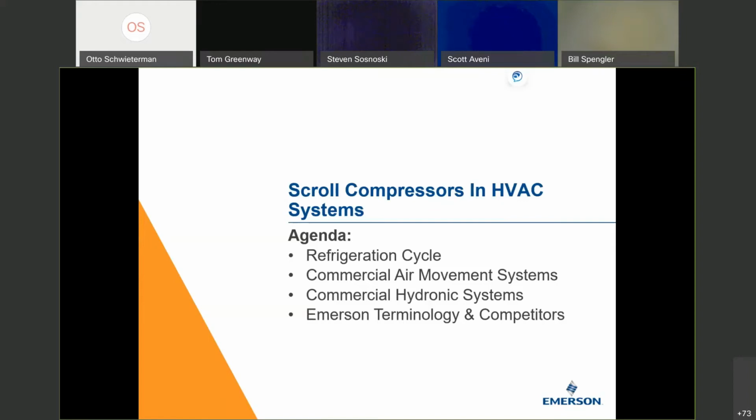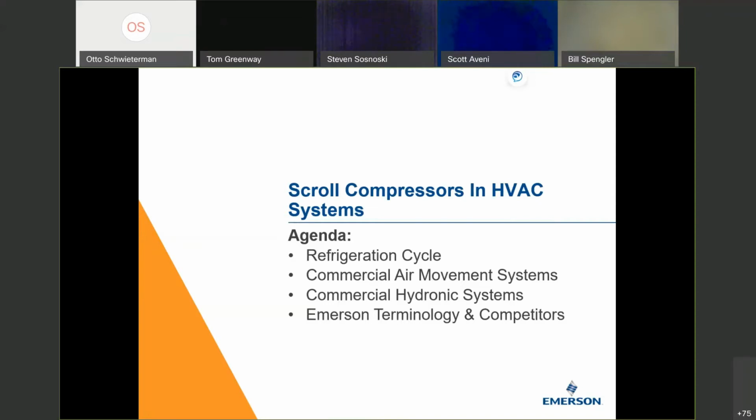I'm an application engineer with Emerson for scroll compressors. I'm on the air conditioning side of our business unit. I've been doing this for 7 years now, and before this, I had an architecture engineering firm for 5 years designing HVAC systems for K through 12 schools. And then before that, I worked out in the field, in installation and in the lab and such.